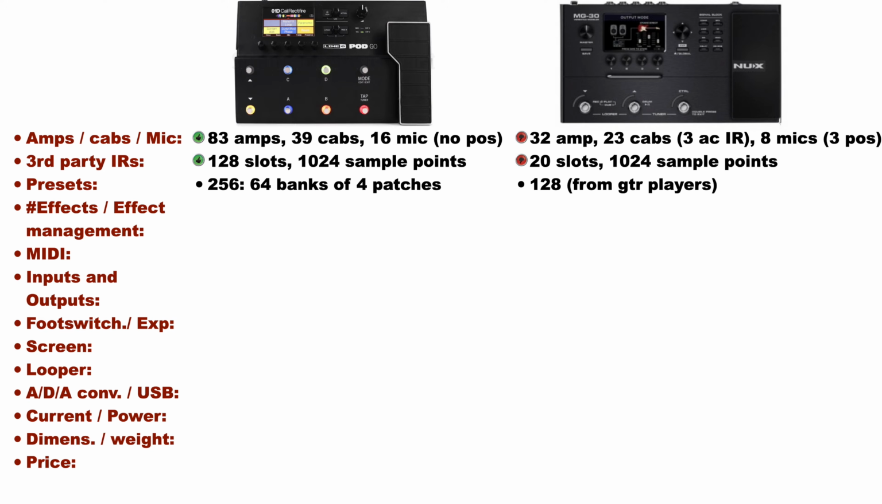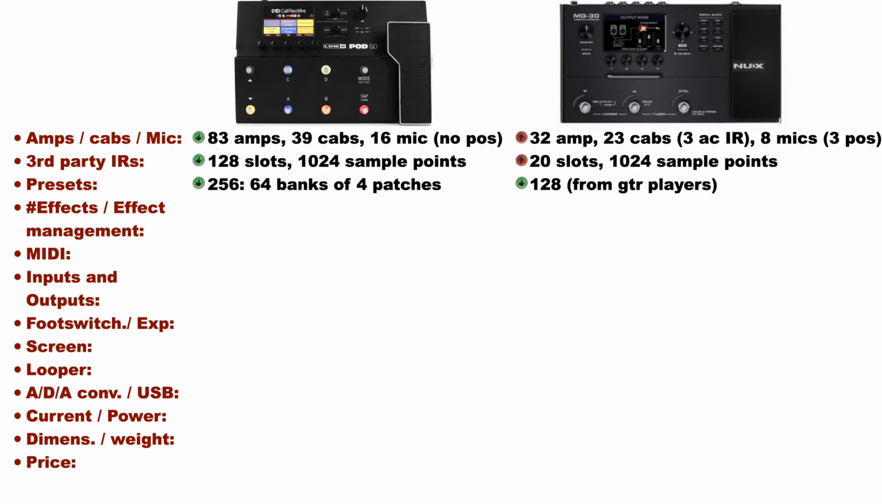Furthermore, the Pod Go has 256 patches arranged in 32 banks, each of 4 patches, one for the user and one with Line 6 presets, where the MG30 has 128 patches done by your favorite guitar players. That is an added value in my opinion. I would give the thumbs up to both of them, as the Pod Go offers more slots, but the MG30 has artists presets that are an added value in my opinion.